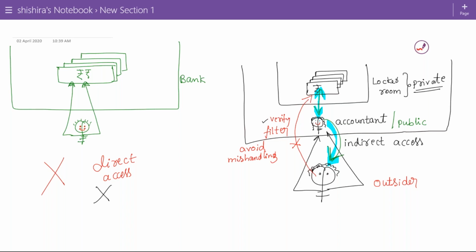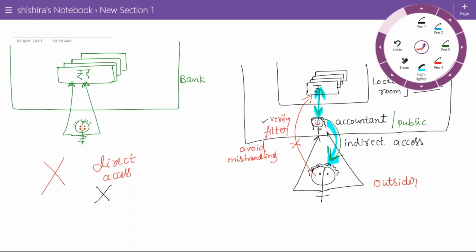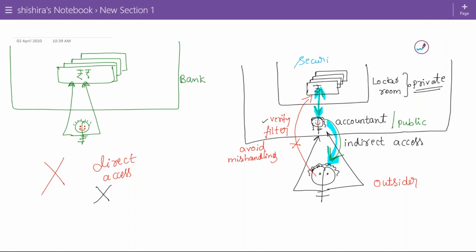So in this way, when we avoid it, what we can achieve, in fact, is security. We can secure this money from direct access. We can secure this, right? This is the whole story behind encapsulation. I'll repeat, this is the whole story behind encapsulation.